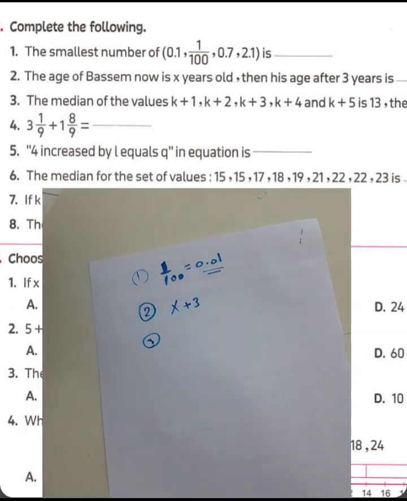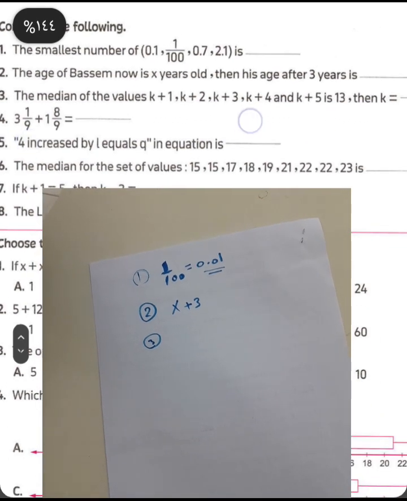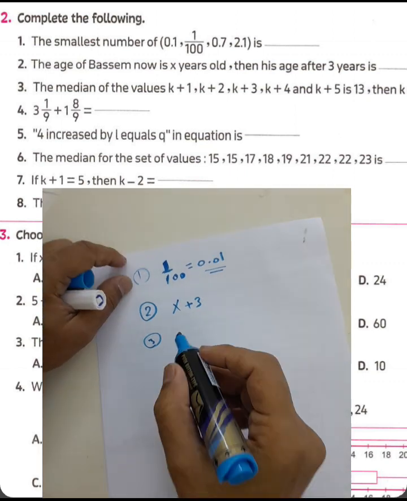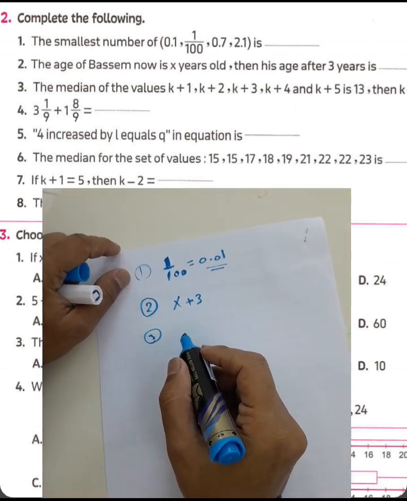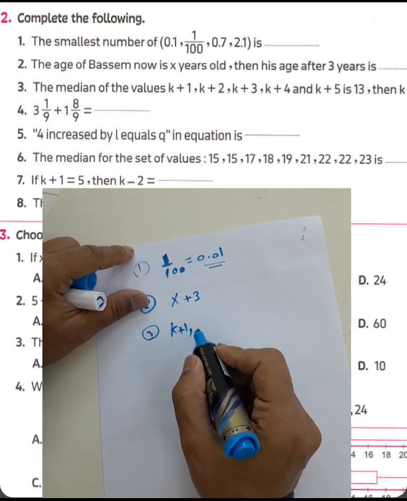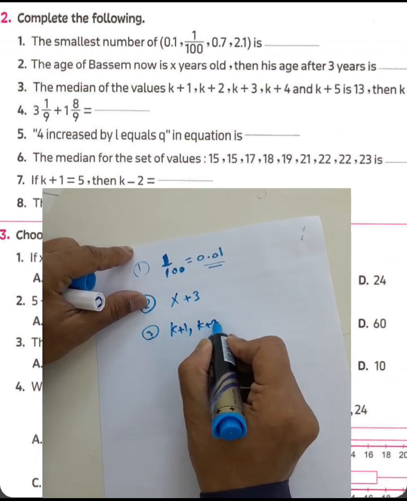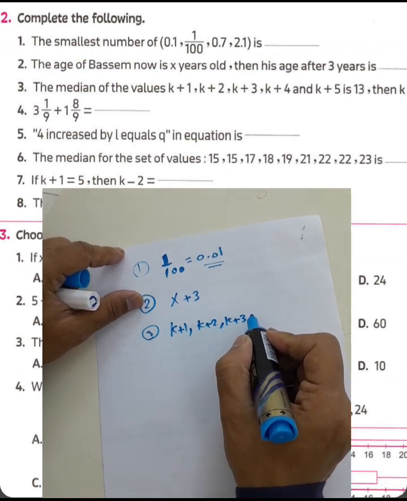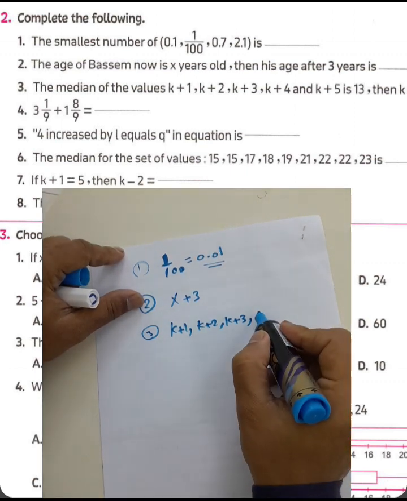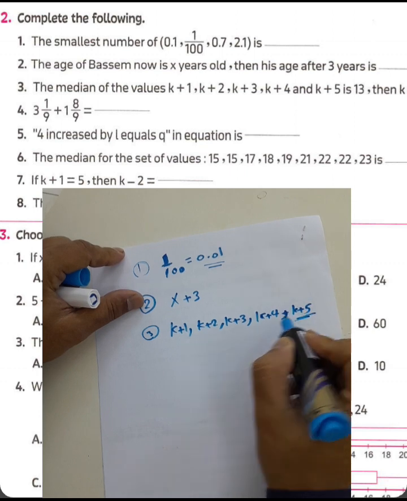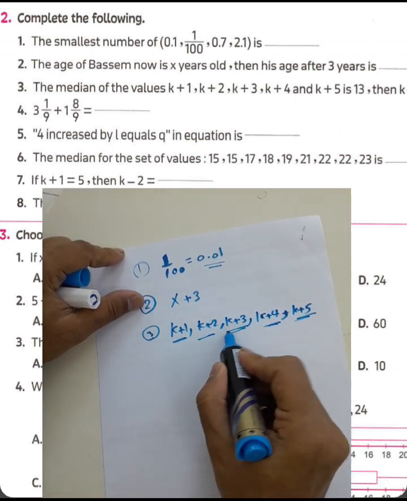Question number 3, the median of all the values k plus 1, k plus 2, k plus 3, k plus 4, k plus 5, 8, 13, then k equals? We can find the median by arranging the expressions from least to greatest, in ascending order: k plus 1, k plus 2, k plus 3, k plus 4, k plus 5. Cancel number by number from both sides, then k plus 3 is the median.